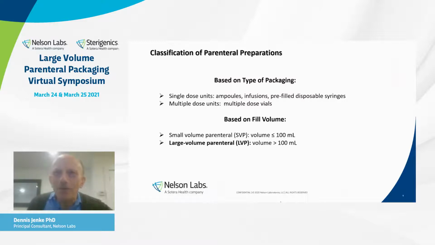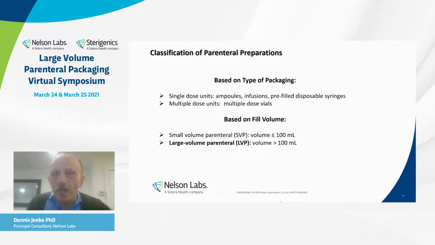Intravenous parenteral dosage forms can be differentiated on the basis of two properties. Firstly, by the type of packaging, whether the dosage form is packaged in a single dose unit or a multiple dose unit, or more useful to us, they can be differentiated based on volume. So by USP definition, a small volume parenteral is a unit dose parenteral preparation whose volume is less than or equal to 100 mL.